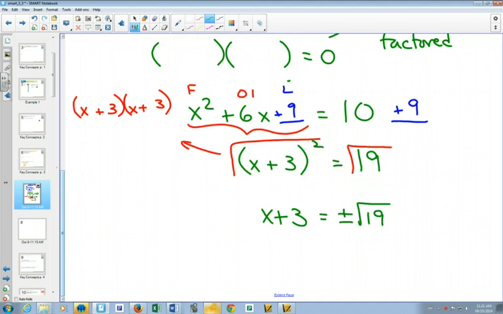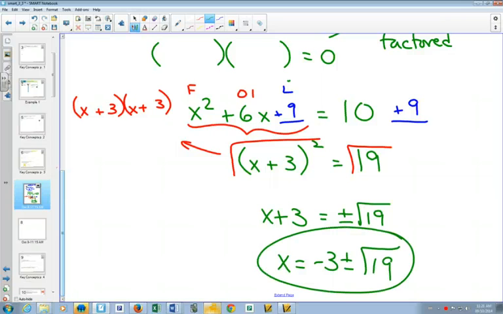Square root of 19 is not a nice number. That's why we couldn't factor it, because factoring only works for nice numbers. Square root of 19 isn't a nice number, but now if I want to get x by itself, subtract 3 on both sides. And we get our final answer.